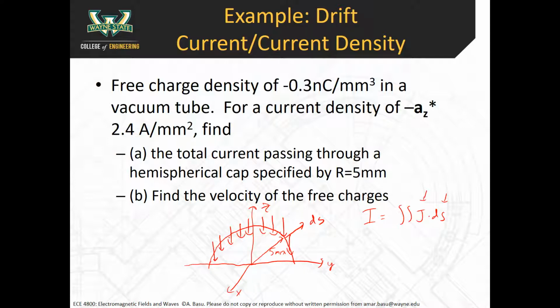Is it the shell or is it like the whole thing filled in? It's a shell. Yeah, it's an infinitesimally thin shell. It's a surface. It's a hemispherical surface, right? So what we're doing in this problem is we're calculating the total current.